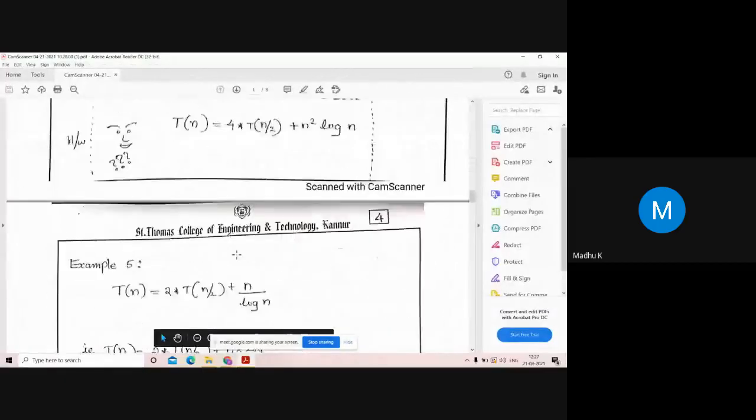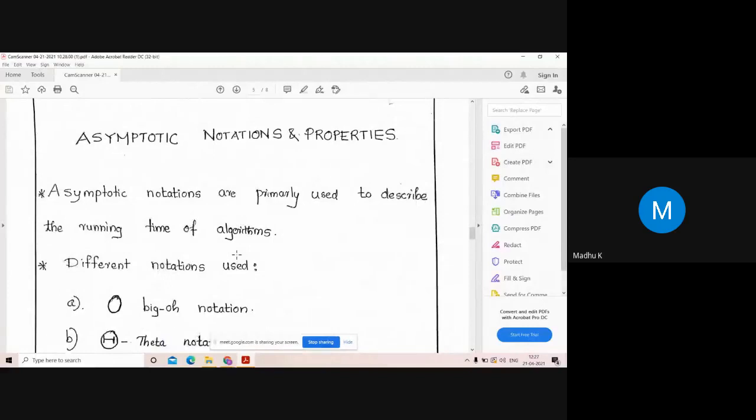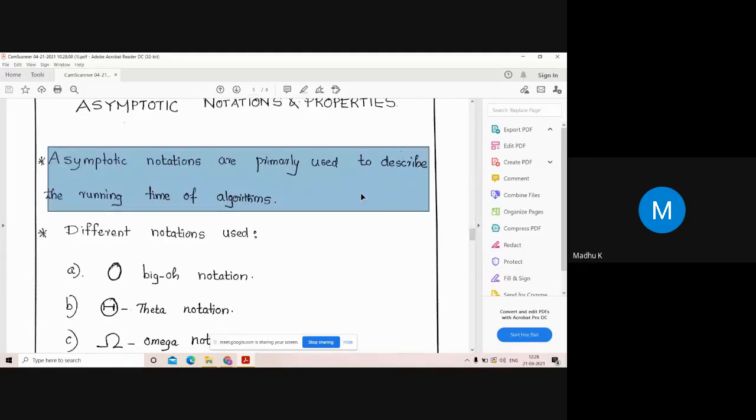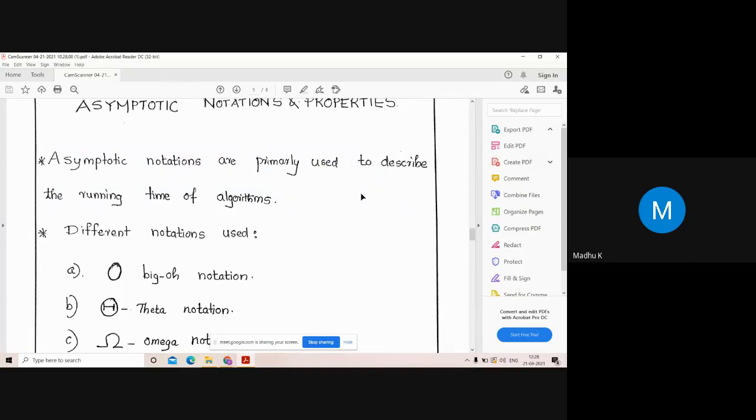Module 2, and this is asymptotic notation and its properties. We want to study, but first we want to study asymptotic notation. Asymptotic notations are primarily used to describe the running time of an algorithm.